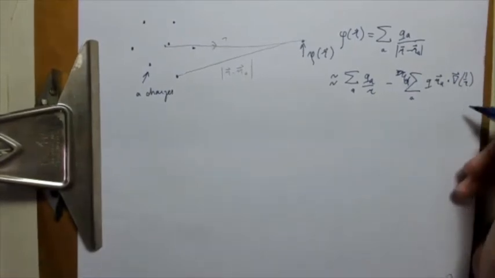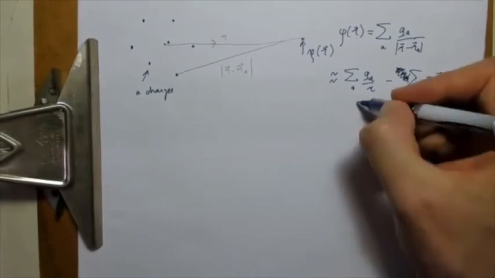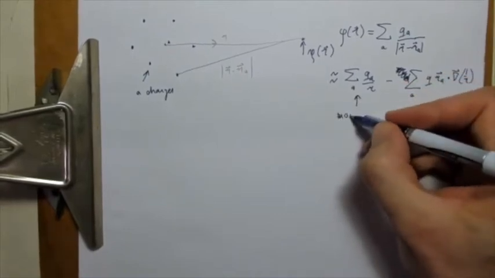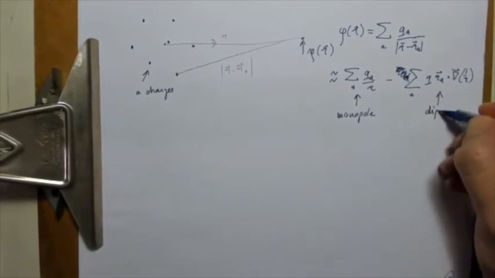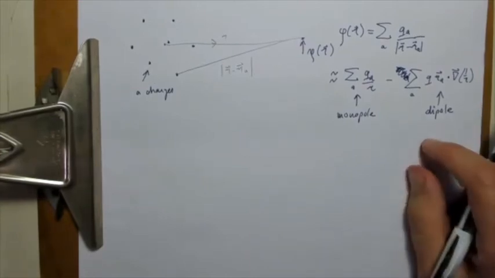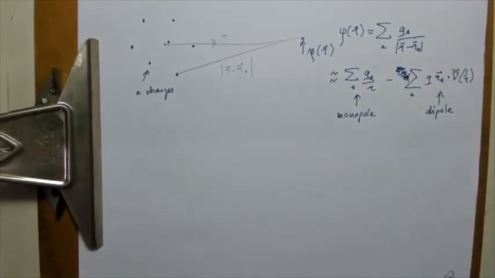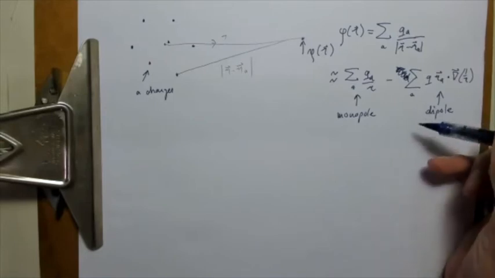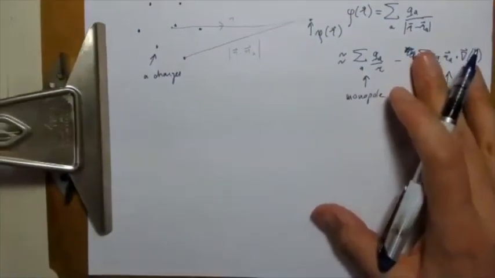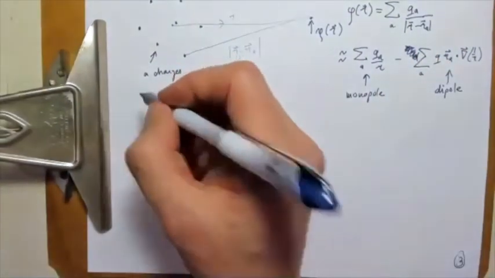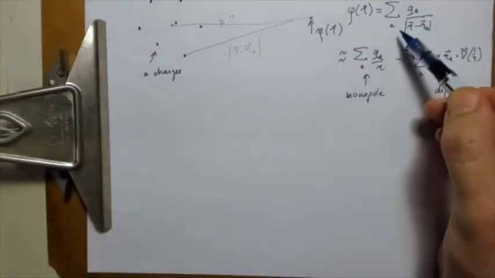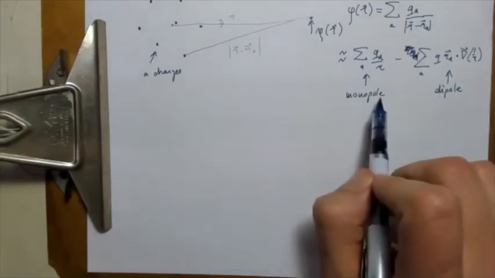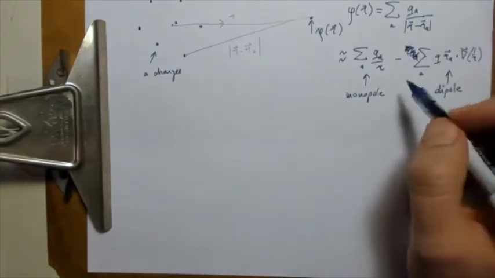Okay. Now this is the, so this is the monopole term, and this is the so-called dipole term. Okay, and if you want to do more terms, you can do what is known as the multipole expansion. And then really what you need is you need to figure out a way to expand this r minus RA for small deviations.